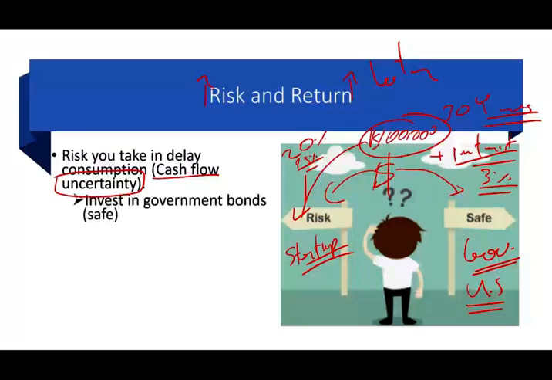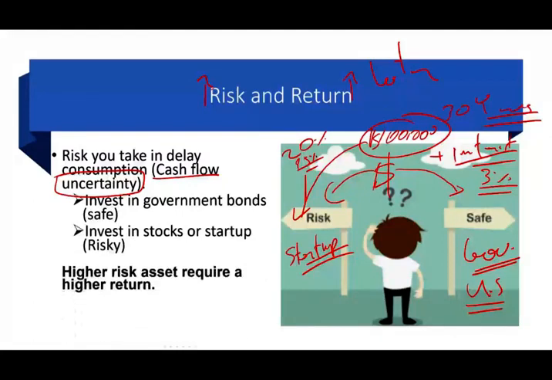So invest in US government, it's safe. Invest in stocks, or simply a startup company, it's riskier. So the higher the risk of the asset, the higher the required rate of return. Hopefully this makes sense. So there's a positive relationship. There's a positive correlation between the two. Higher risk, the higher the return. And this is what happens when you invest.